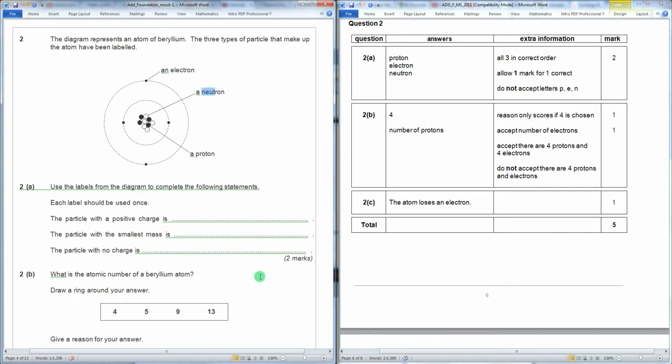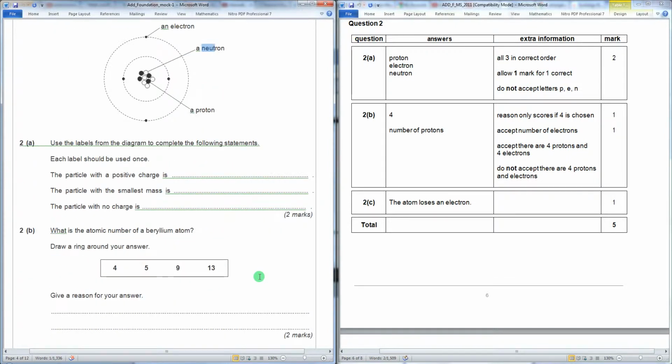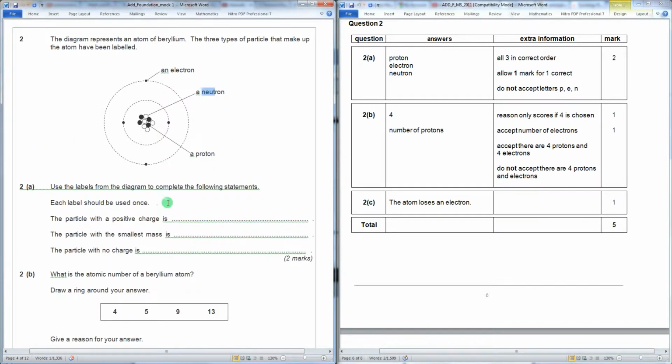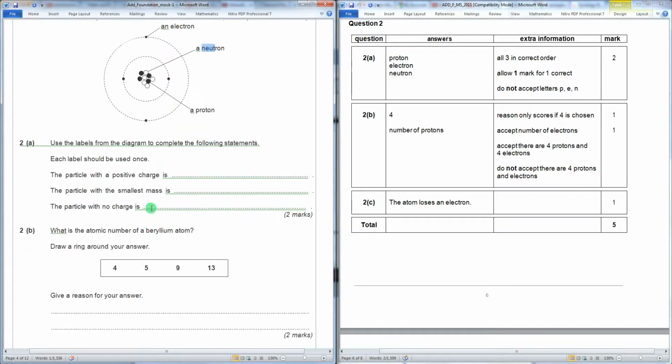2b, what is the atomic number of the beryllium atom? Ring round your answer and the reason. Well, the answer is 4, and the reason is that the atomic number is the same as the number of protons in the nucleus. And if you count the number of little black circles there, it is 4.